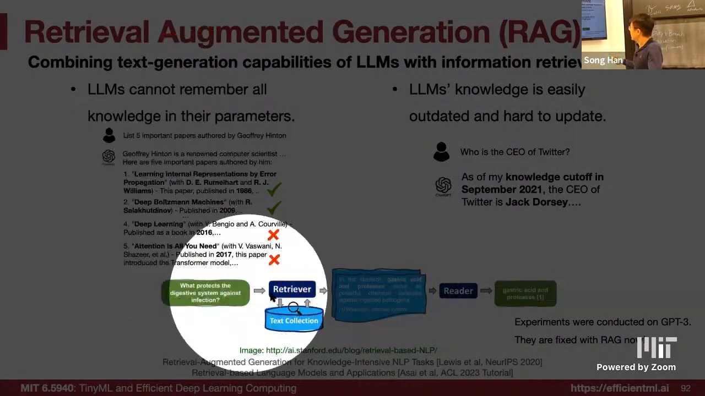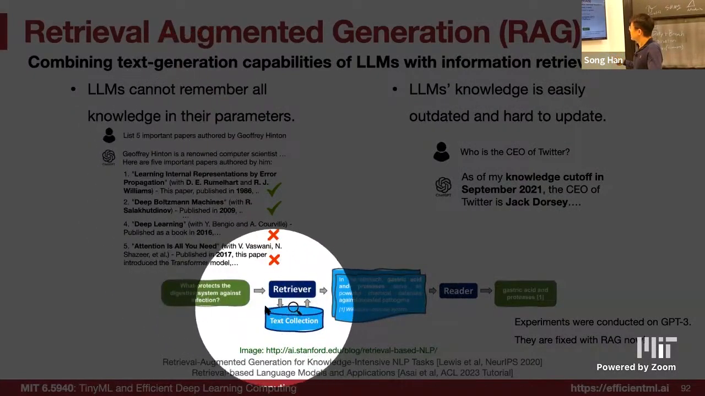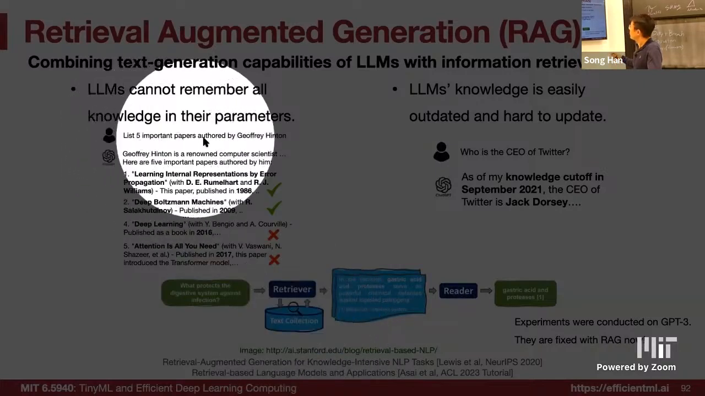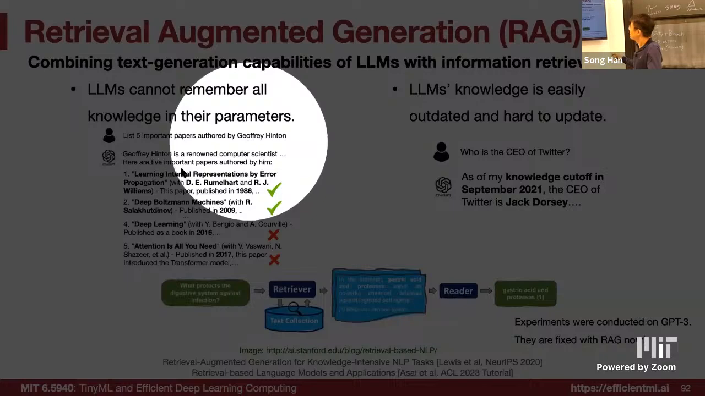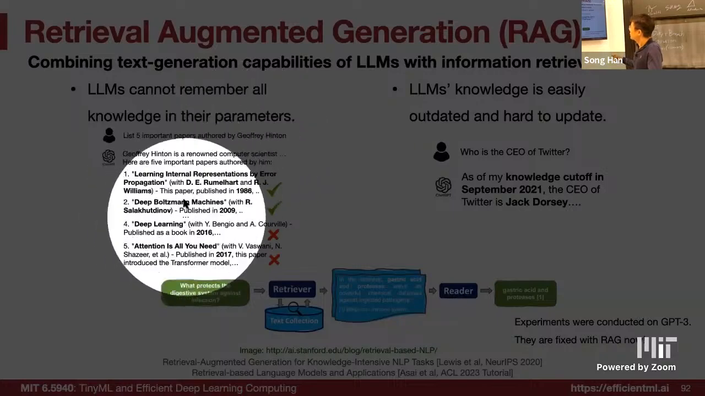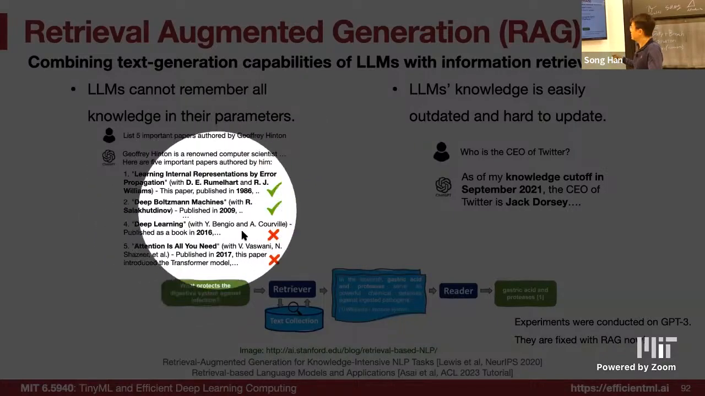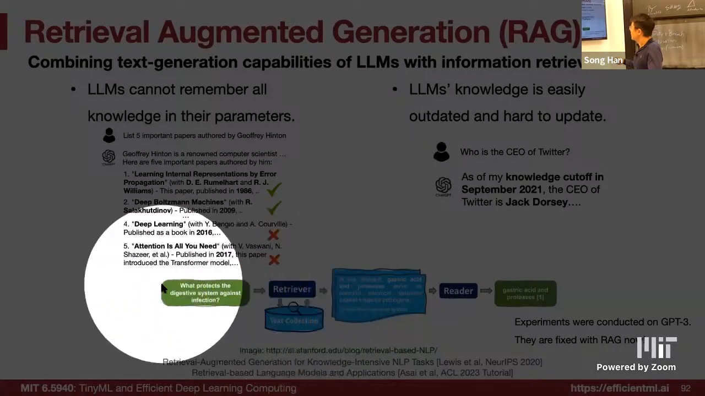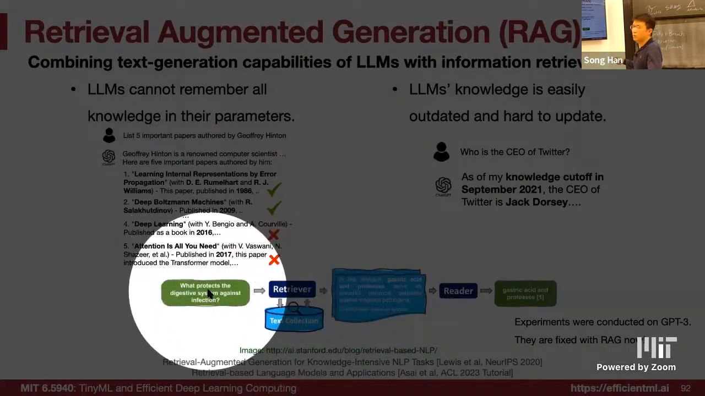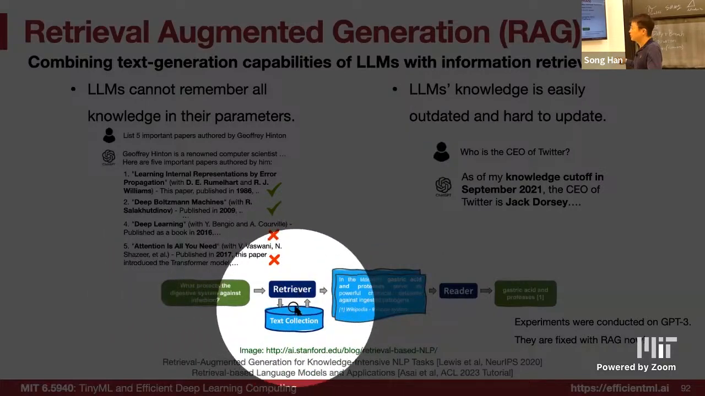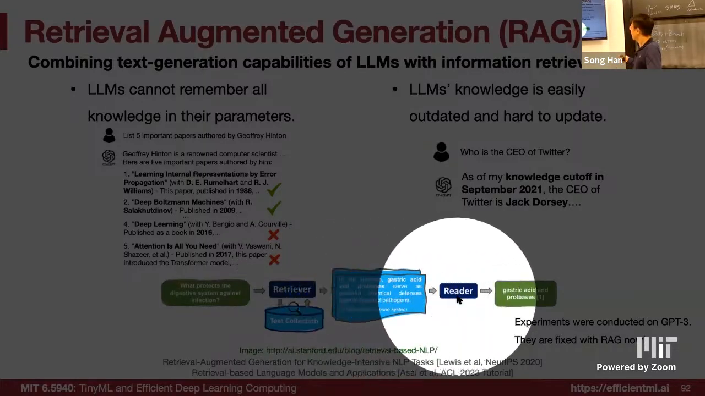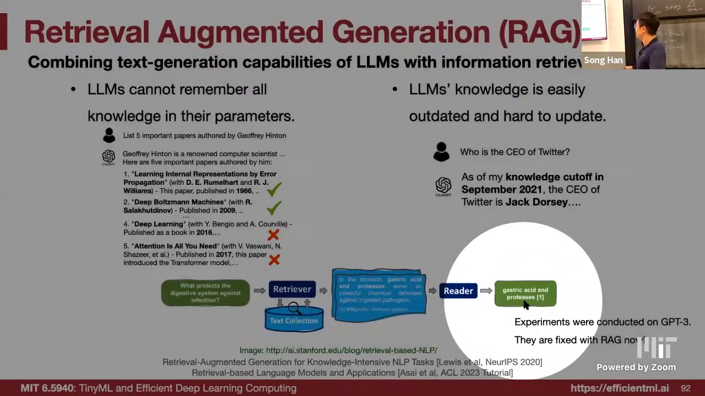But instead, we can have a database to store all that information. Like here, these 5 important papers are authored by Geoffrey Hinton. We don't need to remember everything here in the weights of the large language model, but we put it somewhere else in the database. When we have a new prompt, we retrieve only the useful, related information from the database, and then concatenate them together and feed them to the large language model, and then finally get a result.